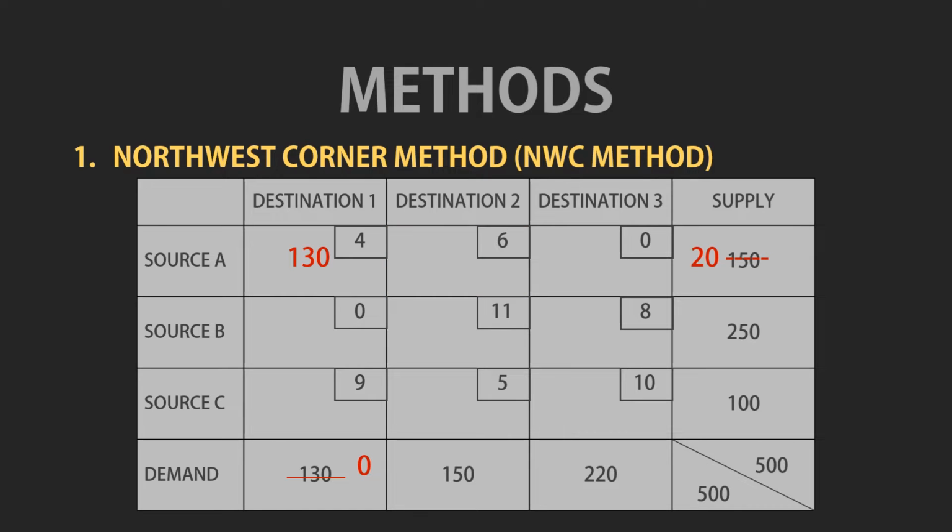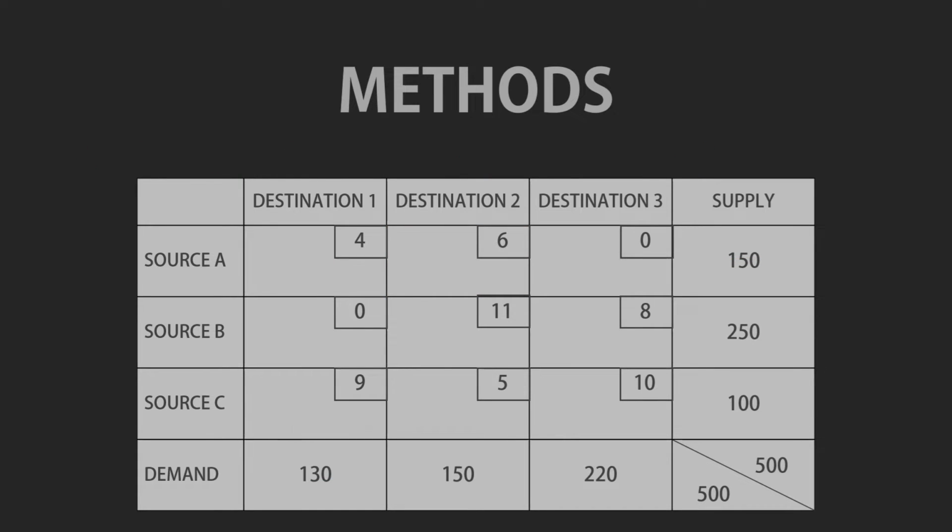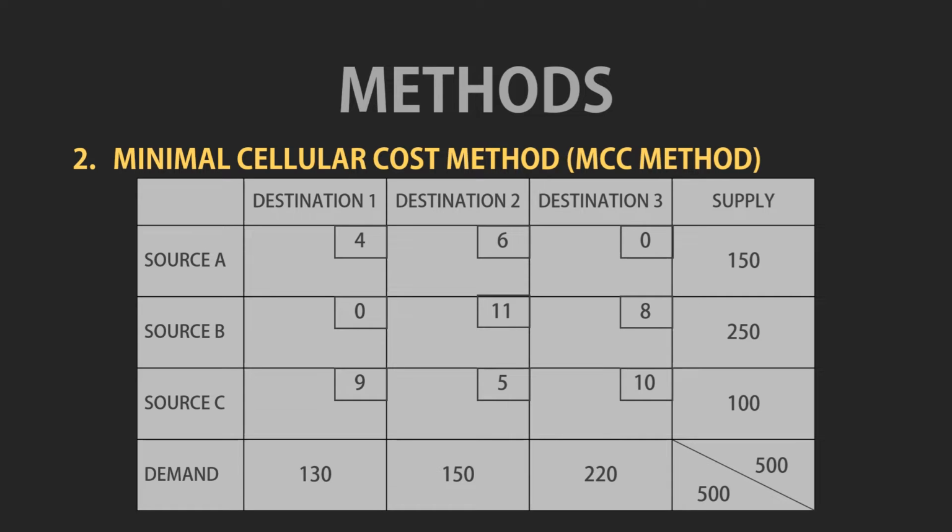Number 2, Minimum Cell Cost Method or MCC method starts with the smallest cell value and exhausts with the least value in either the supply or demand, and then proceed to the next smallest cell value and repeat the steps until all supply and demand are exhausted.